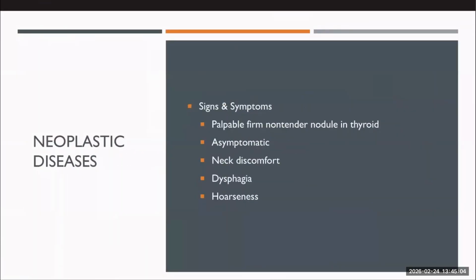So palpable, firm, non-tender nodule, cancer. Asymptomatic, or neck discomfort because of the mass that's in their neck now, which obviously is going to lead to the dysphagia and the hoarseness. Again, to understand why they're having these symptoms, they have an enlarged tumor, going to compress tissues. Your trachea and esophagus are right there as well. They will be compressed.